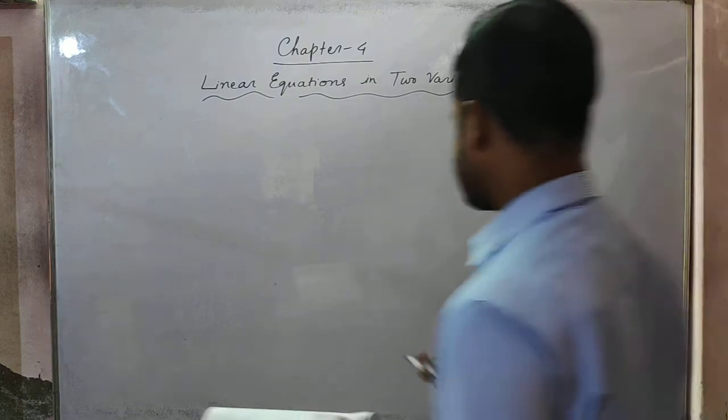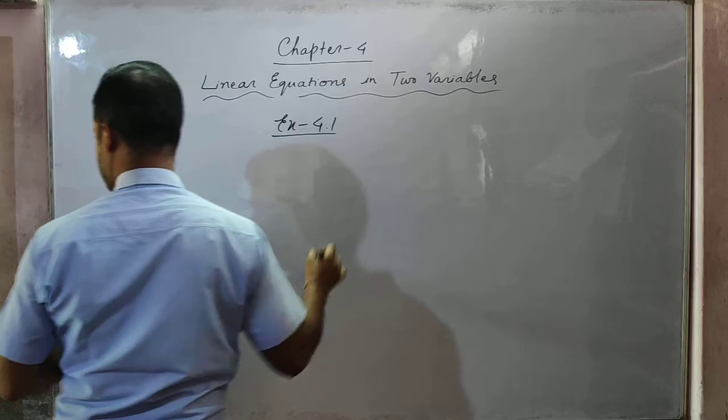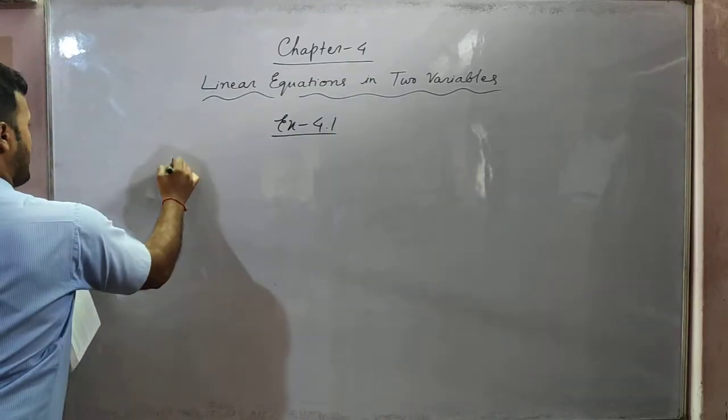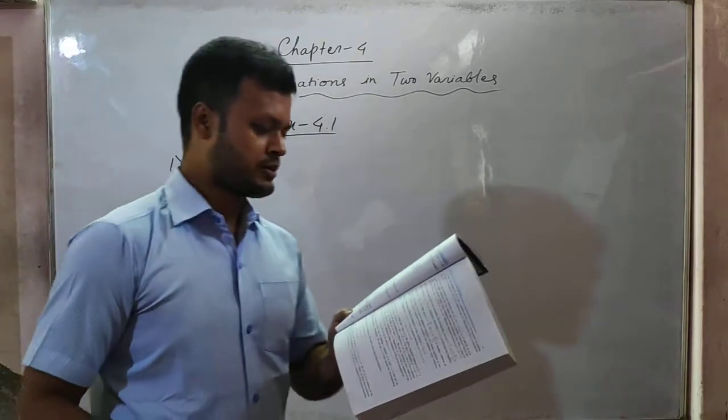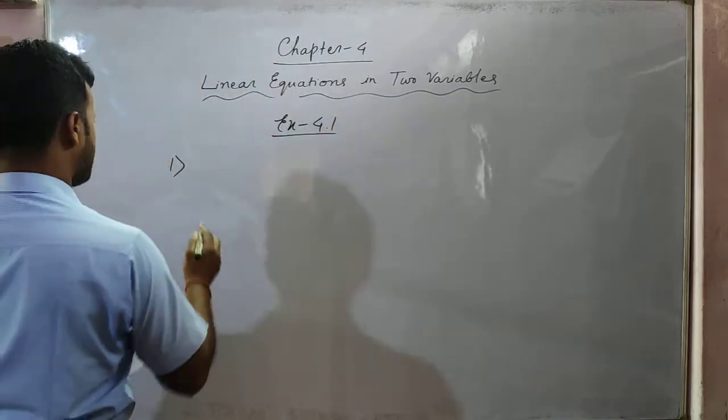So students, let us enter exercise 4.1. Number 1: the cost of a notebook is twice the cost of a pen. Write a linear equation in two variables to represent this. So, solution.